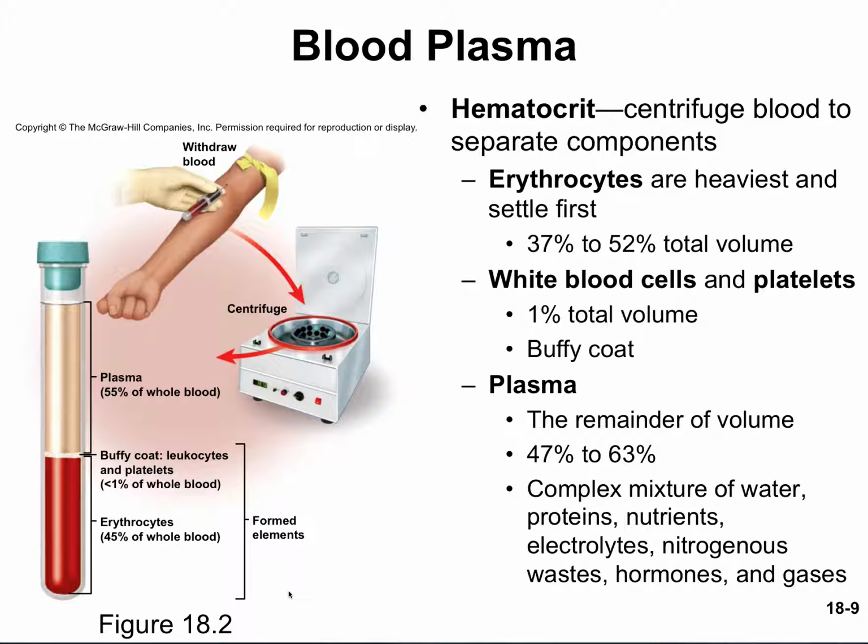A hematocrit is centrifuged blood to separate the components. Erythrocytes are the heaviest, and they settle on the bottom, and they're about 37 to 52% of the total volume. The bottom is shown as red. White blood cells and platelets are only about 1%, and they're called a buffy coat, and they're located right above the erythrocytes. And then the remainder of the volume is the plasma, which is a clear or yellowy type liquid. It's about 47 to 63%, and it's a mixture of water, proteins, nutrients, electrolytes, nitrogenous waste, hormones, and gases.